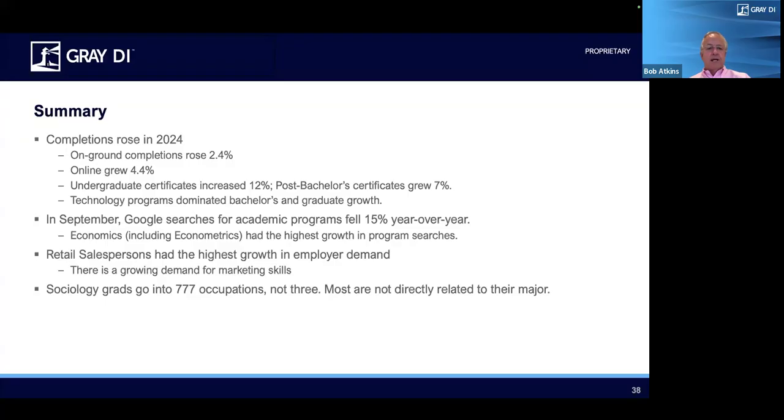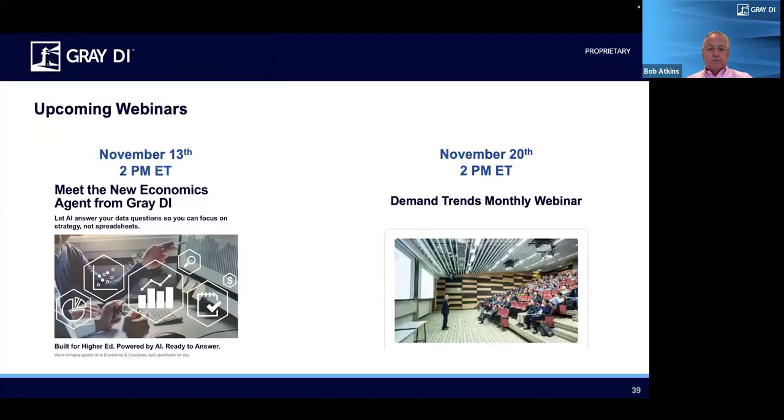I skipped over this today, but one of the things we looked at is sociology, to see if the traditional ways of looking at it are correct. The traditional way would say that they go into 3 occupations, and that's not true. Sociology grads go into some 777 occupations, most not related to their major, all of which pay more than directly related ones. So a lot of misinformation about what people really do with a college degree.